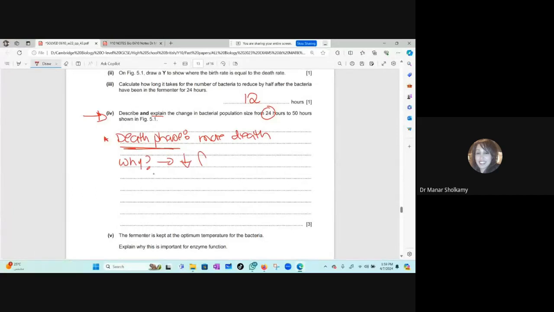All that you said. There is less food. There are a lot of limiting factors. Use the term limiting factors. There is a lot of competition. There is no space. There is accumulation of toxic waste products. There is lack of oxygen. It became very acidic. Anything. All that you're saying is correct.